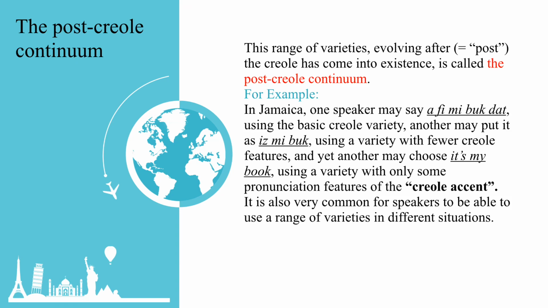For example, in Jamaica, one speaker may say "a fi me buk" using the basic Creole variety. Another may put it as "it's me book," using a variety with fewer Creole features, and yet another may choose "it's my book," using a variety with only some pronunciation features of the Creole accent. It is also very common for speakers to be able to use a range of varieties in different situations.